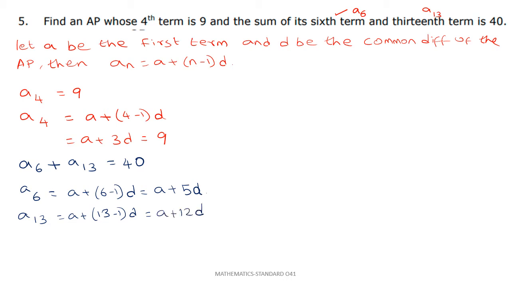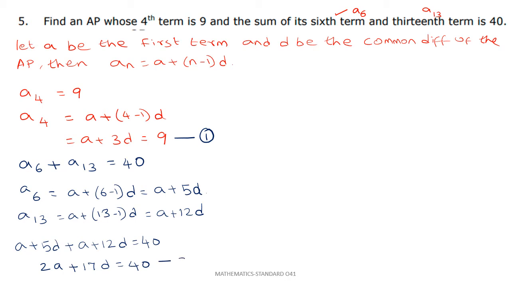So now let's rewrite the equation. A6 we can write A plus 5D, and A13, how we can write it, children? A plus 12D, which is nothing but 40. So now A plus A will give you 2A. 5D plus 12D will give you 17D. So now we have an equation. So we have two equations.